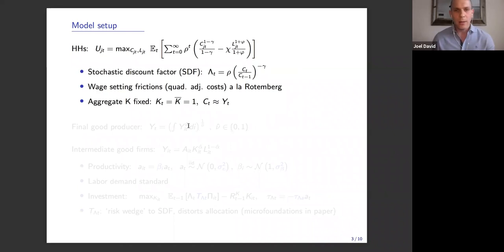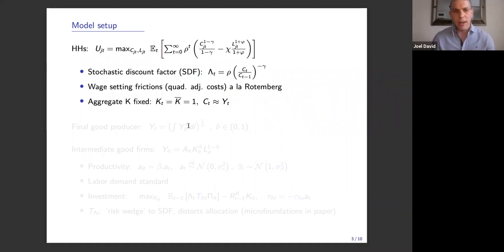The household side of the model is completely standard. Households have CRRA preferences over consumption and labor, which gives us the usual stochastic discount factor. Households supply labor to firms, but they face wage-setting frictions in the form of quadratic adjustment costs, so wages are sticky. Households also supply capital to firms.